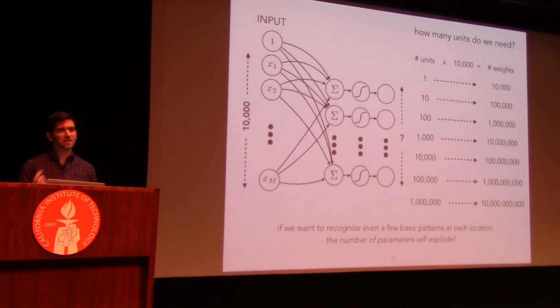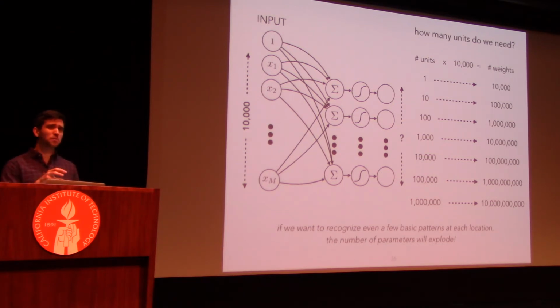If we want to detect just a few basic patterns at every single pixel location, like saying there's an edge at this location, an edge at that location, which is what the model probably is going to need to learn, well, the number of parameters is going to explode. You see that it quickly gets above 100 million or more, and eventually you're not going to be able to train this thing because it's not going to fit in memory, and you would require too much data to train it.